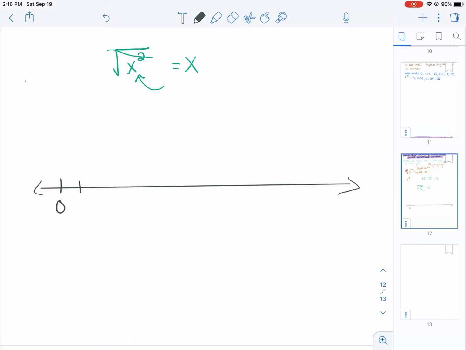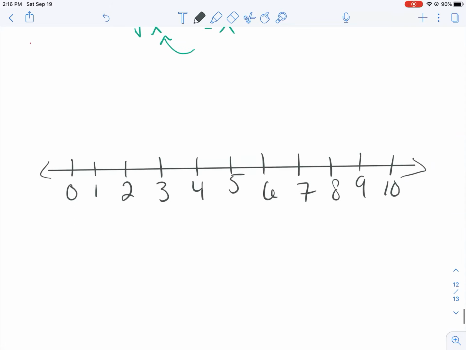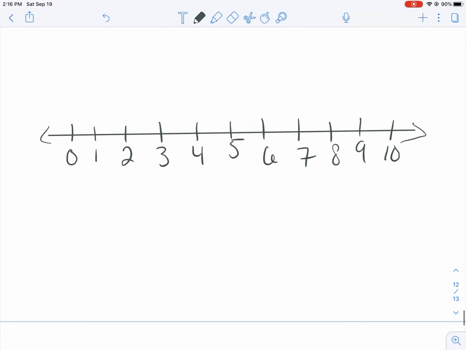So 0, 1, 2, 3, 4, 5, 6, and 8, 9, and 10. Perfect. So those are the basic numbers under the number line. And what I would like to think about right now is what are the equivalent forms of these if they were written like a radical, okay? And that means we need to think about our perfect squares.